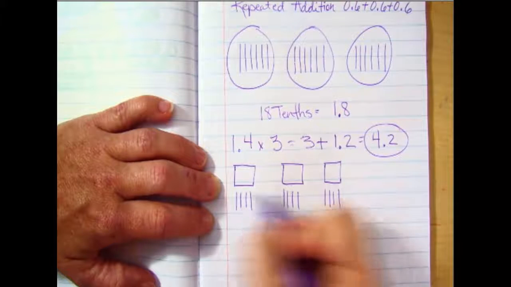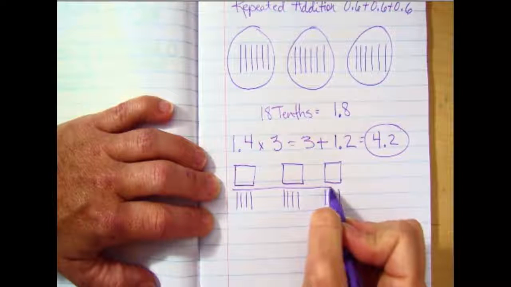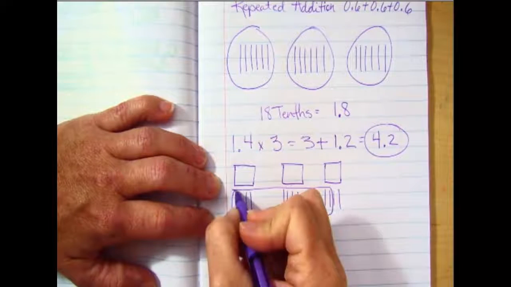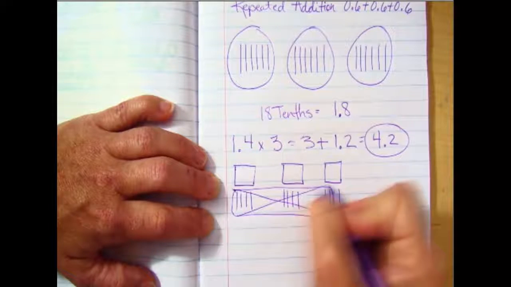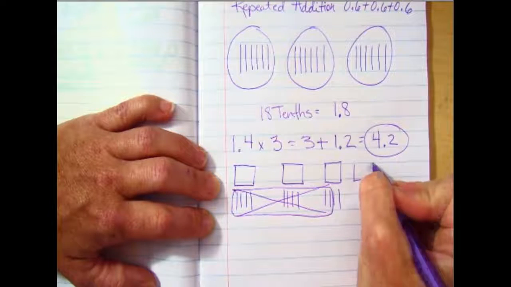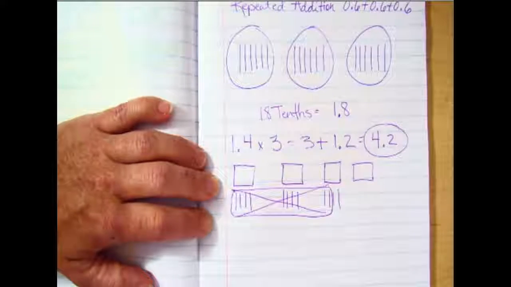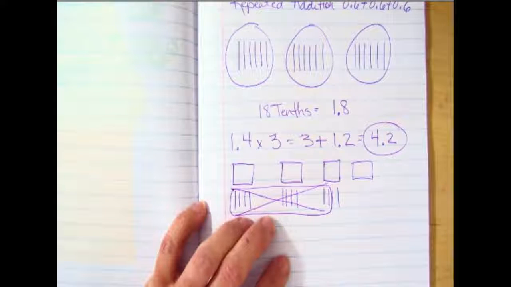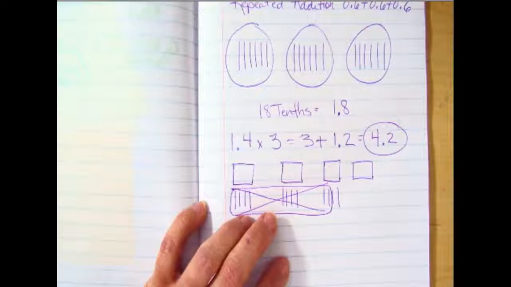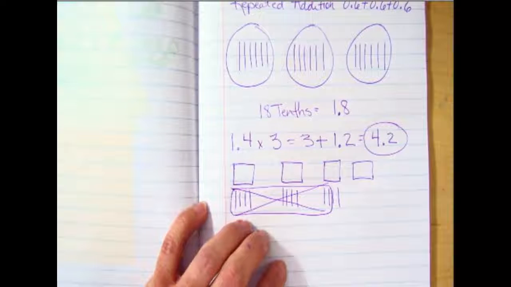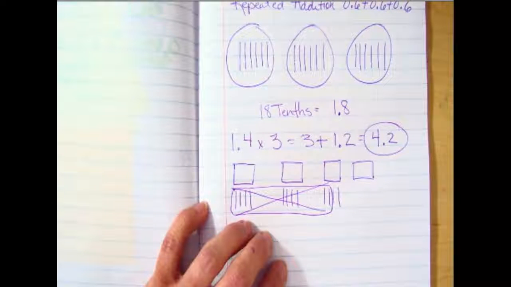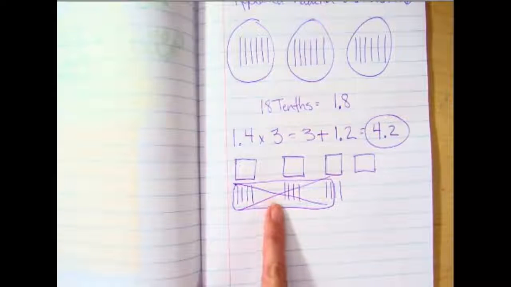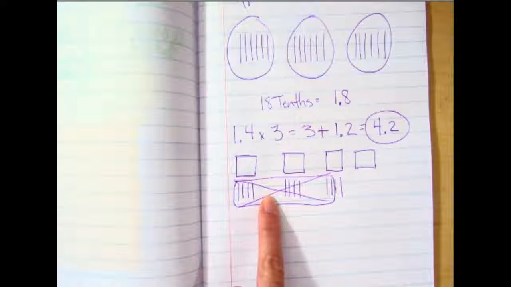I can also circle a group of 10 and trade it out. 10 tenths make 1 whole. If I take 10 dimes to Wells Fargo and ask the person at the counter, hey, can I have $1 for these 10 dimes? They're going to say, yeah, sure. You don't want to carry a whole bunch of dimes around. Trade them in for dollars.